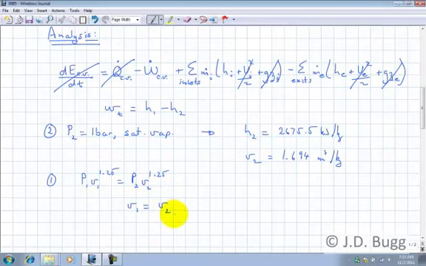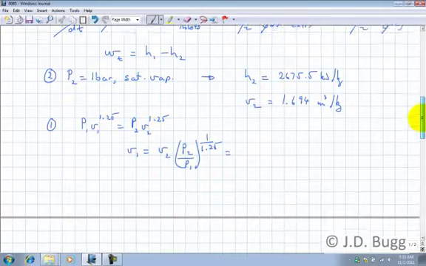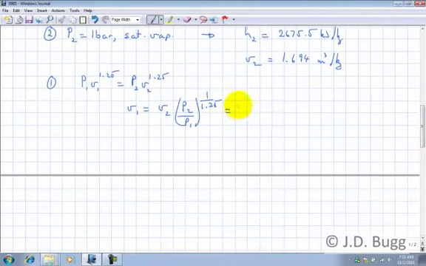V1 will be equal to V2, P2 over P1, 1 over 1.25. So we already have these. Notice I looked up V2 while I was looking up H, and the reason is because I knew I was going to have to use it in this polytropic process to get another property at point 1. So this becomes 1.694 meters cubed per kilogram.